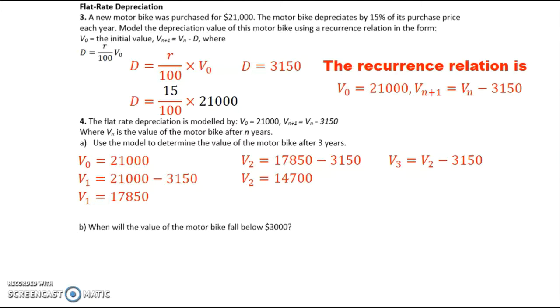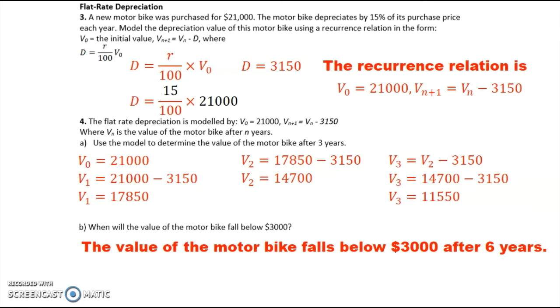Now if you like, with the working out, you can use a substitute for the previous value. So for example, V3 can also equal V2 subtract 3,150. Okay, you can write it in that notation. It's exactly the same thing. So V3 equals $14,700 subtract $3,150. And what do we get? $11,550. Okay, so that is the value after 3 years.